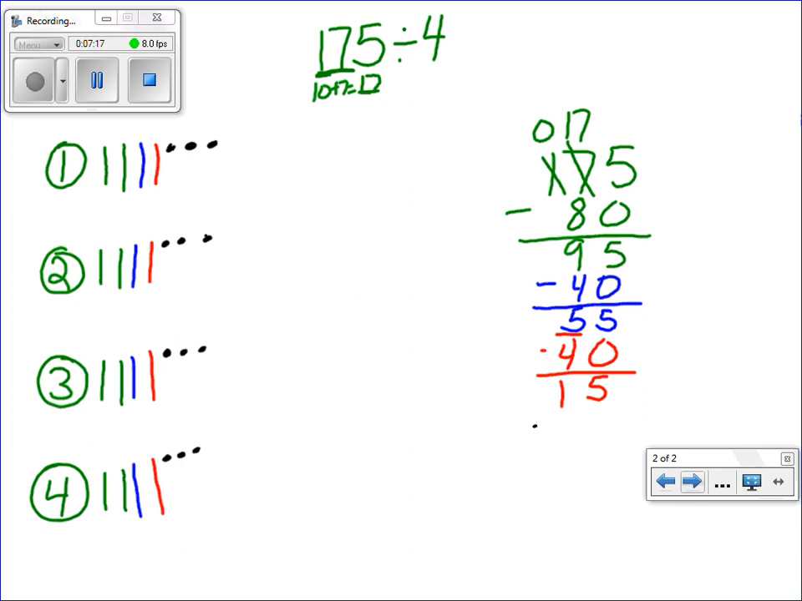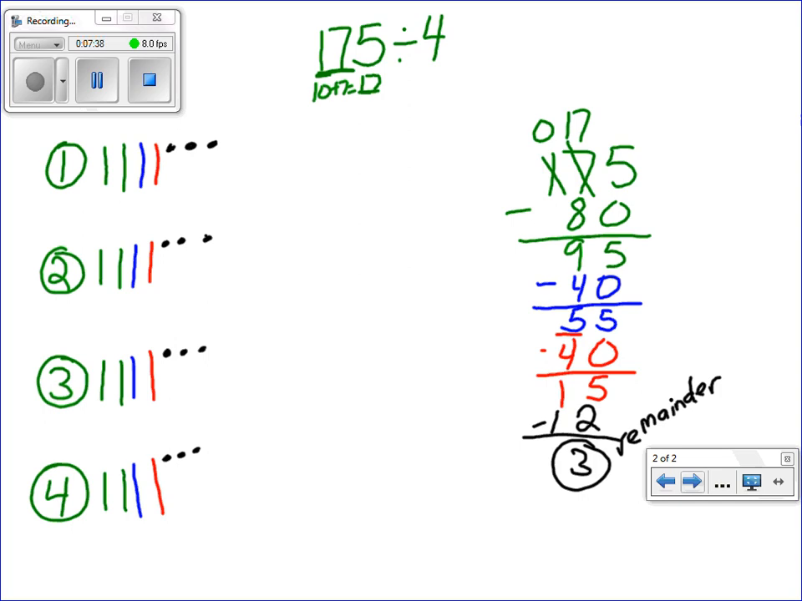So I just shared 12. I am left with 3. Now, I have 4 groups, but I have 3 objects to share. I can't share 3 objects with 4 groups, so that is my remainder. That 3 is my remainder.